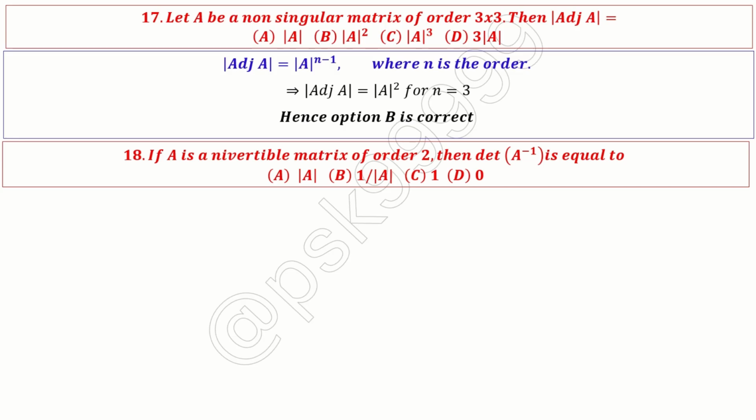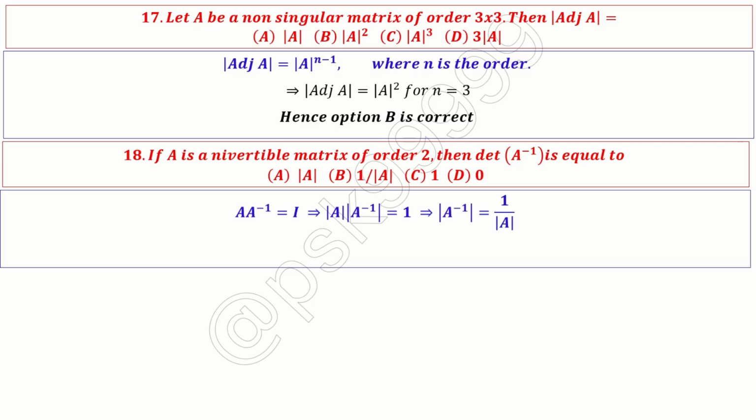Next one is, if A is an invertible matrix of order 2, then determinant of A inverse is equal to... Okay, so here you just take the definition of A inverse. A into A inverse equals I. So if I apply determinant on both sides, determinant of A into determinant of A inverse should be equal to 1, correct? Which means determinant of A inverse should be 1 by determinant of A. So the answer is B. That's it.